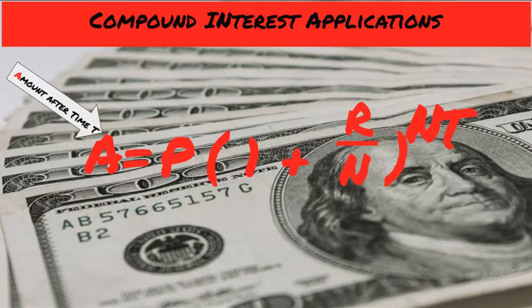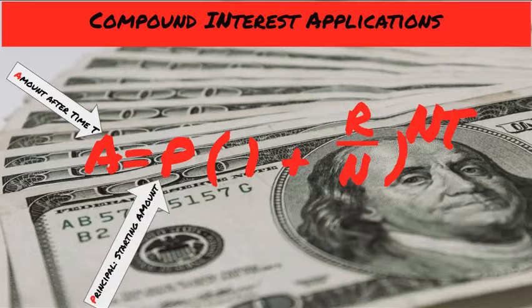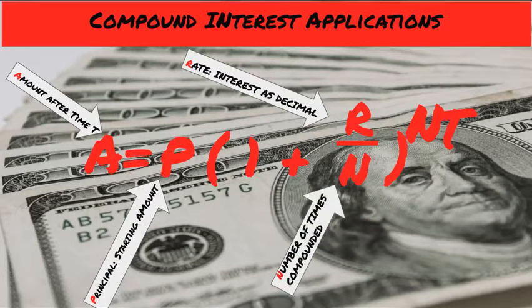So let's start with that A. That's the amount that your money grows into after a certain amount of years. The P stands for principal. It's your starting amount. It's the money that you invest. The R stands for interest rate. We have to write it as a decimal. The N is the number of times your money compounds each year. And the T is time in years. So really important that you know what those variables stand for.